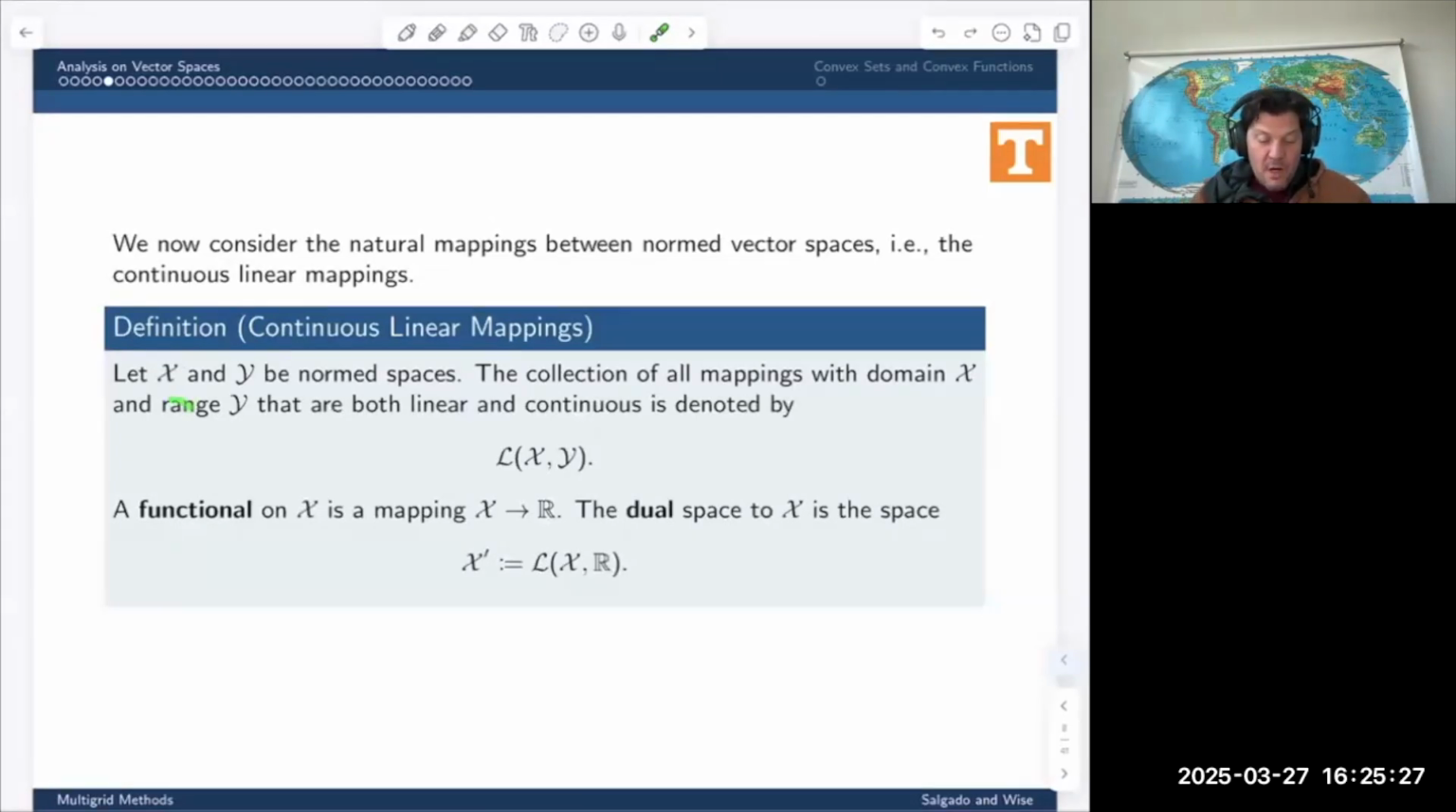Let X and Y be normed spaces. The collection of all mappings with the domain X and the range Y that are both linear and continuous is denoted by this space. So they have to be both linear and continuous. I don't have to tell you what a linear mapping is, and I shouldn't have to tell you what a continuous mapping is. Anyone who knows a little bit about real analysis knows what it means to be continuous from one space to another.